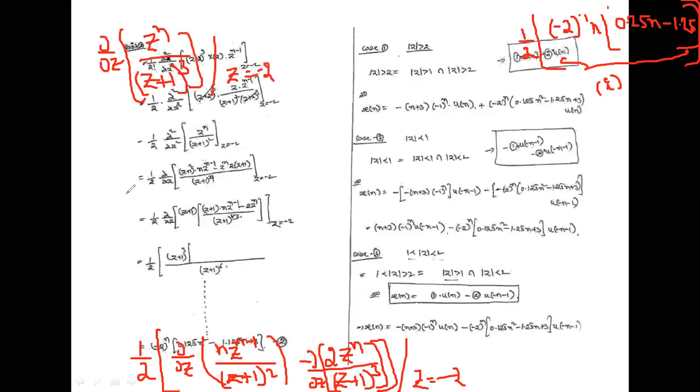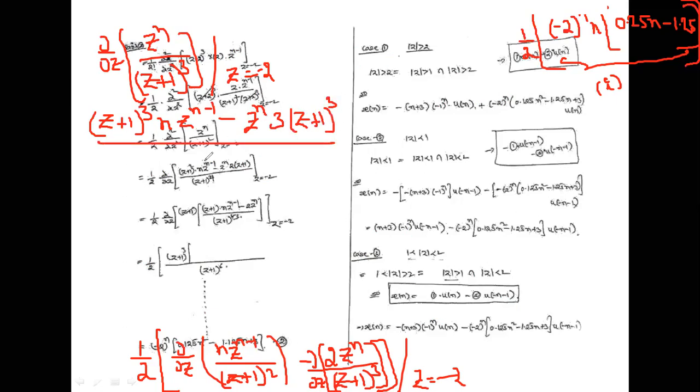So now we can apply the u by v rule. Take (z+1)^3 into n z^(n-1) minus z^n into 3(z+1)^2, whole divided by ((z+1)^3)^2, that is (z+1)^6, at z equal to minus 2.